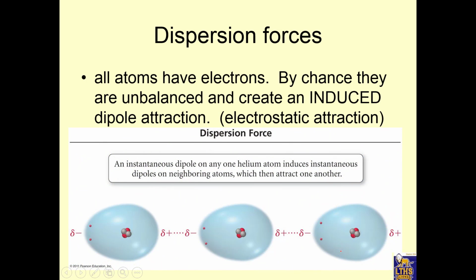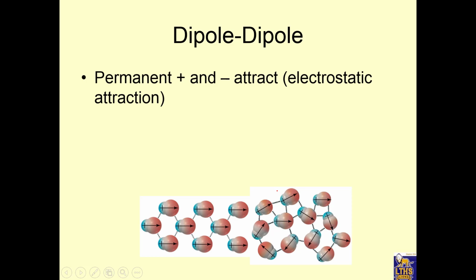So, what's the first one? London dispersion forces. And it happens because of electrons. All atoms have electrons, all molecules have electrons, and electrons are always moving. And then in 1 second, you could have more electrons on this side of the molecule than that side. And so it's an uneven distribution temporarily. We call it a temporary dipole. And the more atoms you have, the stronger the force.